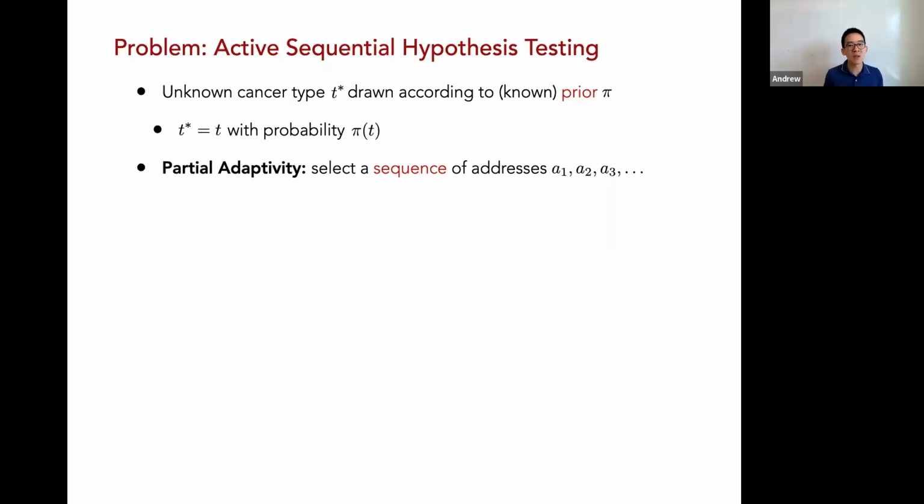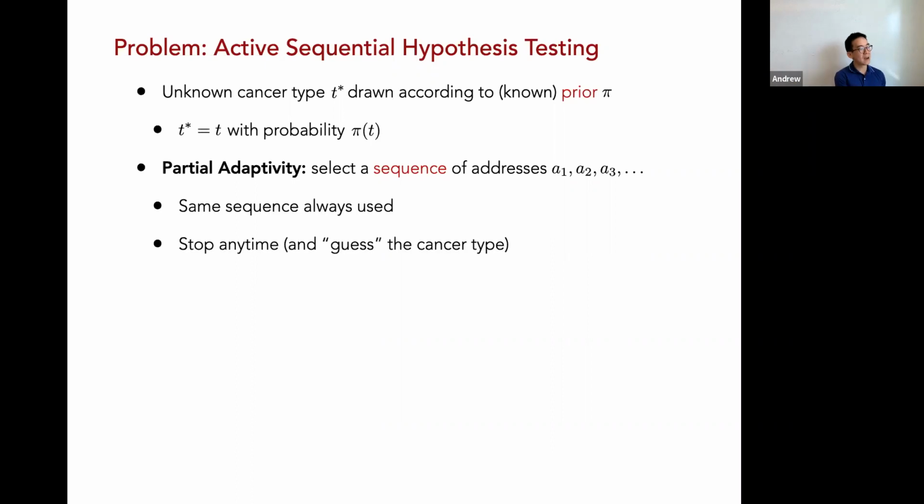I'll use the word sequence, and I feel a little bad. I'm overloading the word sequence here. Previously, I said sequence to mean DNA sequencing and what the biologists do. Now I mean sequence like mathematically, like an ordering of items. You're going to select a sequence of DNA addresses. And the key here is that sequence will always remain the same. But when somebody comes in for a test, you can stop whenever you want.